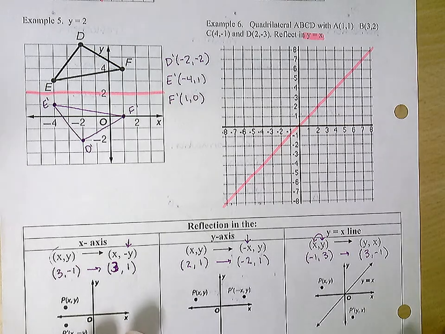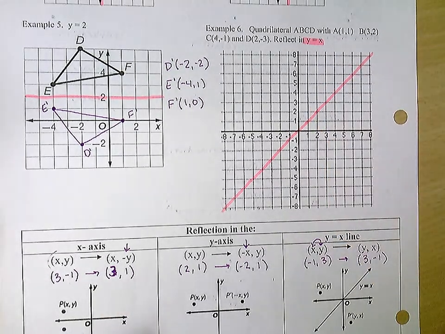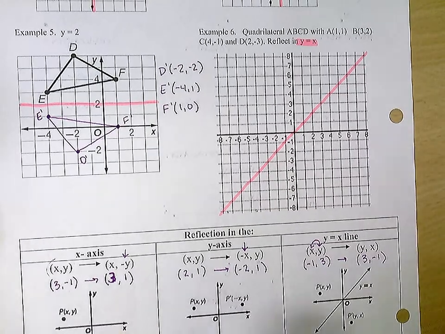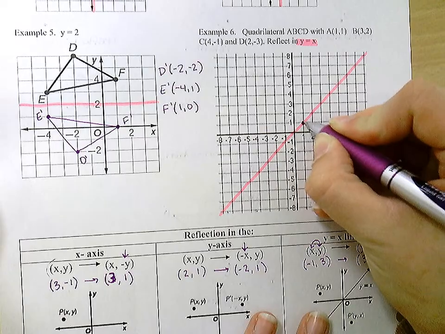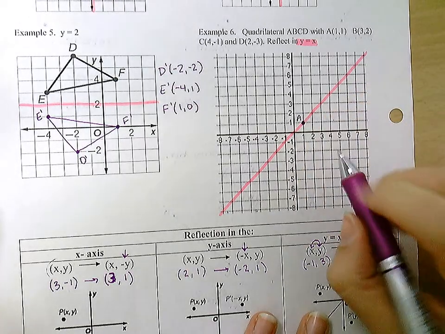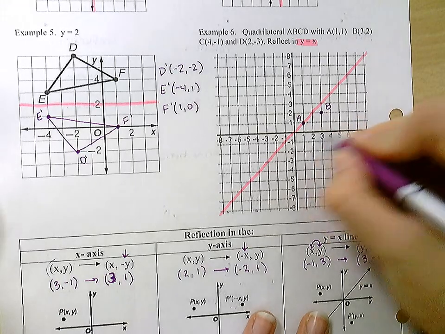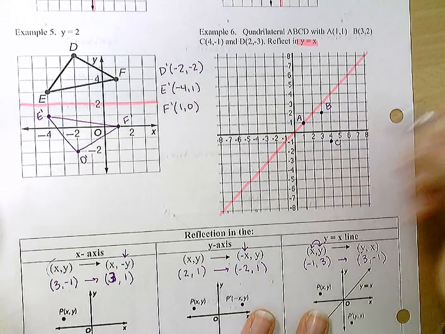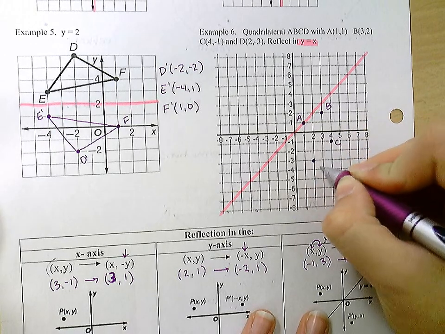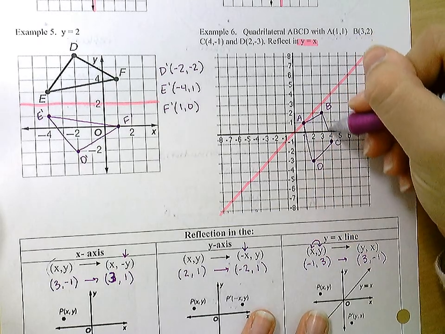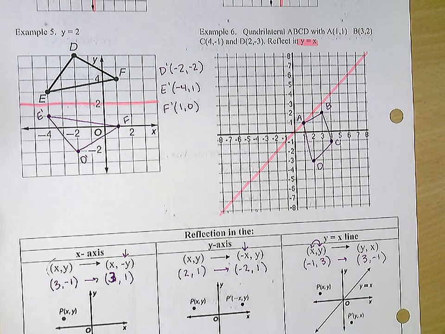So now what I'm going to do, we're given each of the points of quadrilateral A, B, C, D. We need to plot each of those points. So if you haven't yet, plot each of those points. So point A at (1, 1). B at (3, 2). C at (4, -1). And D at (2, -3). Okay, and you do want to label your coordinates. Okay, so please make sure you label those coordinates if they're given to you labeled.